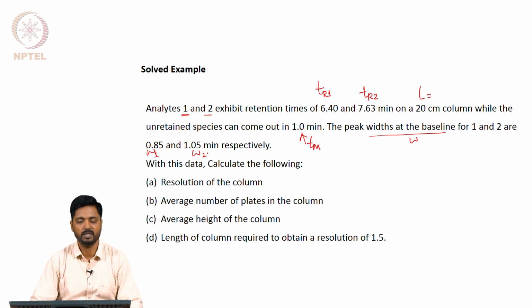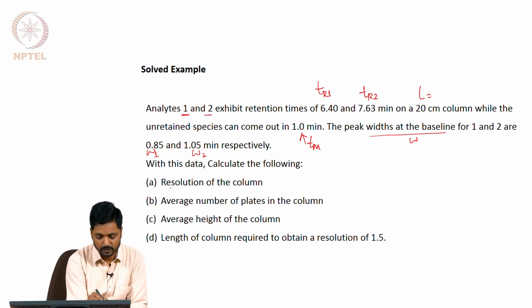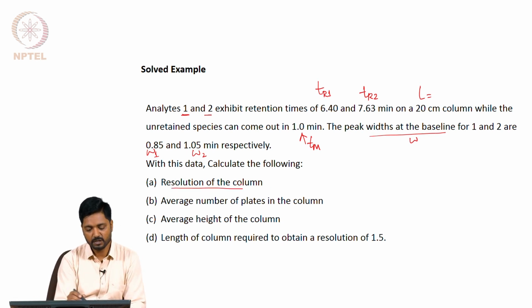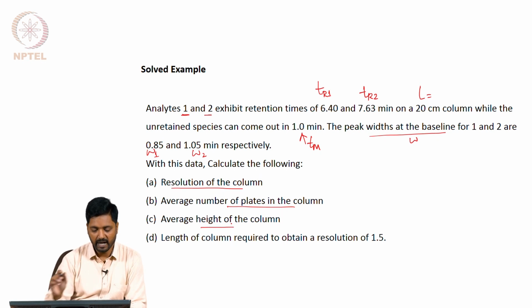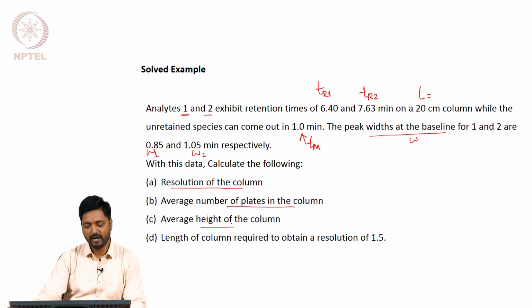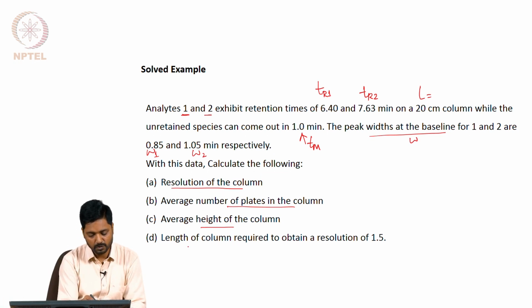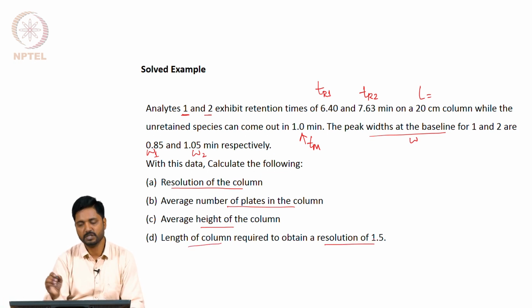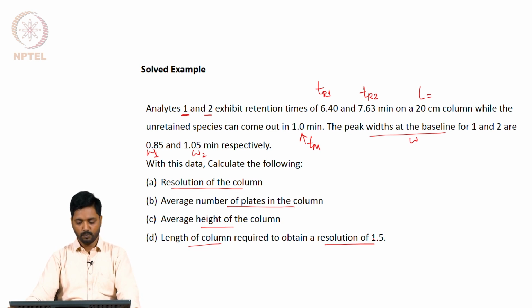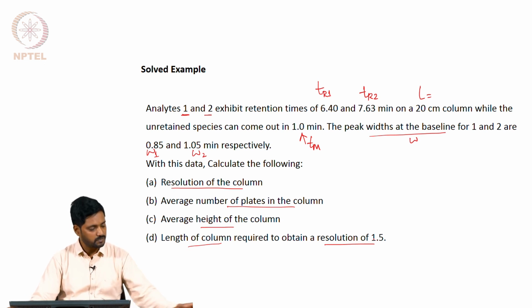So, with this amount of information available, it should be possible for us to answer the queries that are given here, and we are asked to calculate the resolution of the column, the average number of plates in the column, and of course, based on these two, the average height of the column, and finally, we are asked to also tell what is the length of the column that will be required to achieve a resolution of 1.5. So, first of all, let us go to the board and start writing these values.